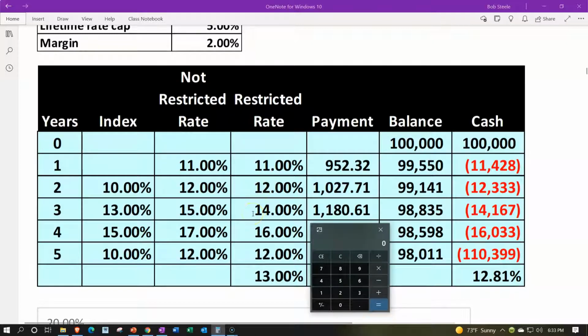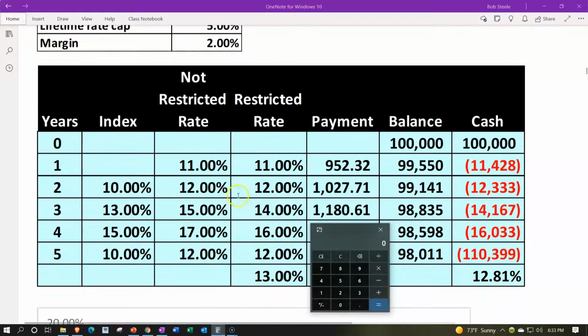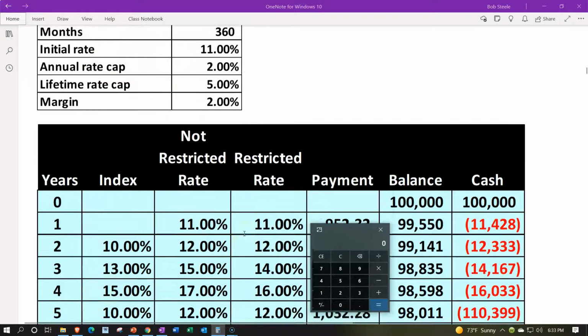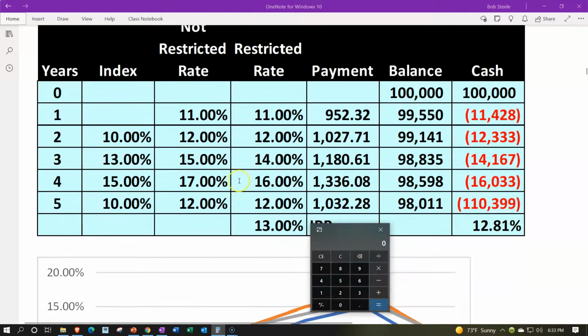Now we're at 14% and the index went up to 17%. So now we can't go from 14 to 17. That's over 2 again, so that doesn't work. We're just going to go up by 2 because that's the annual cap, to 16%. So we're capped at the annual cap. 16 also happens to be the upper limit of the lifetime cap, 11 plus 5. So we're at the lifetime cap.